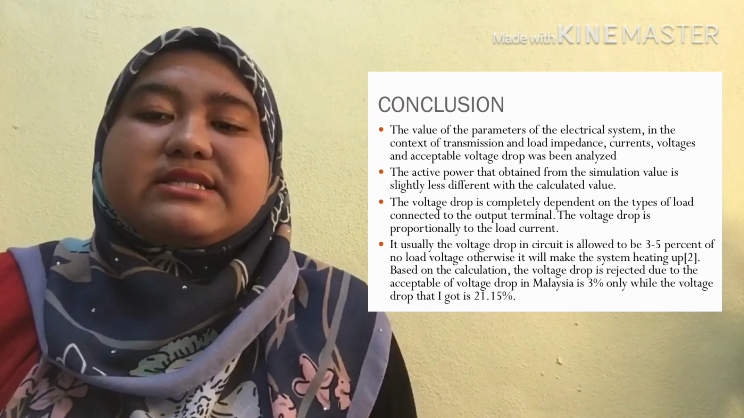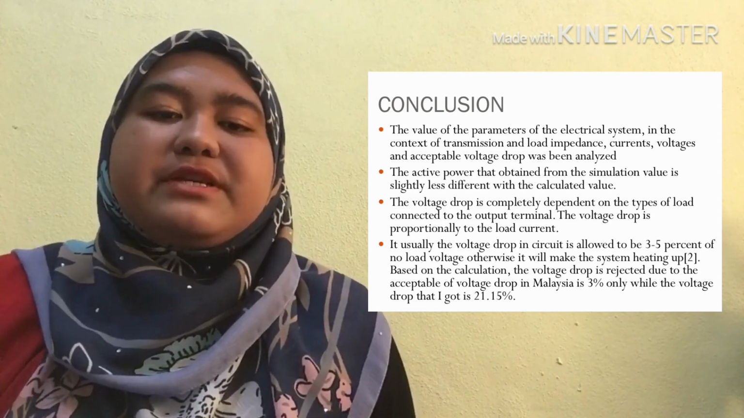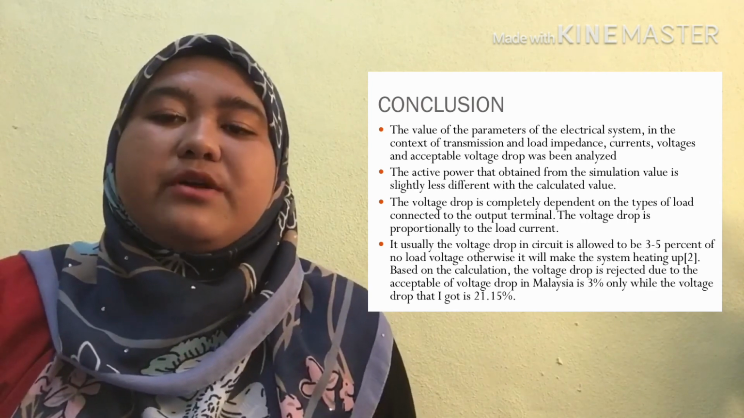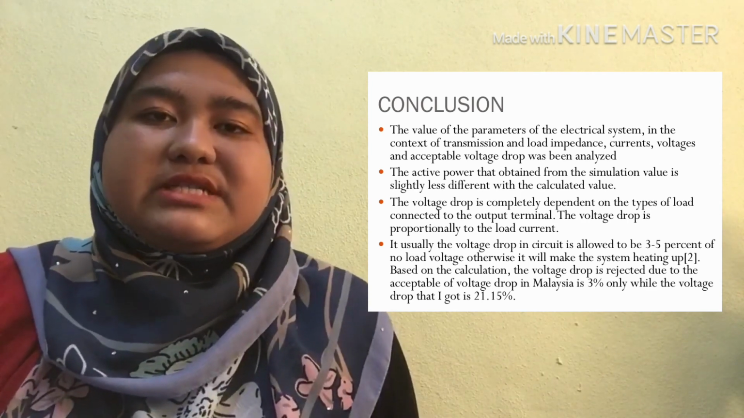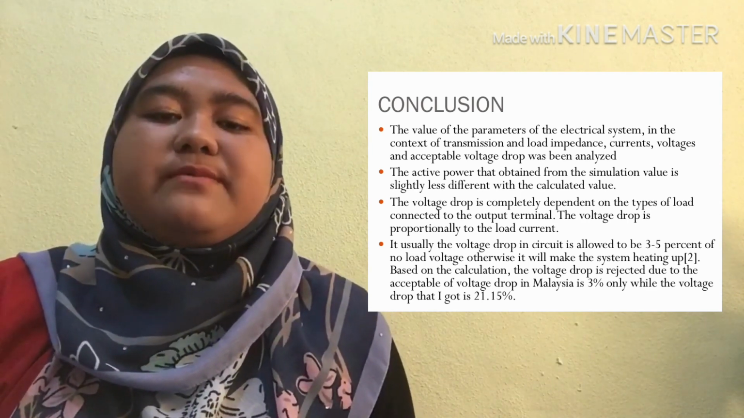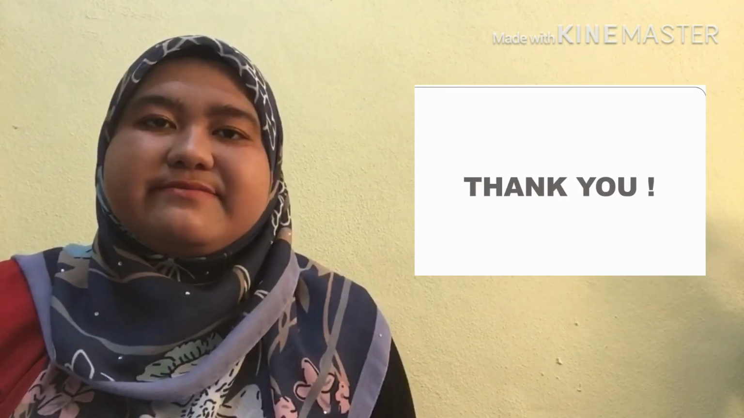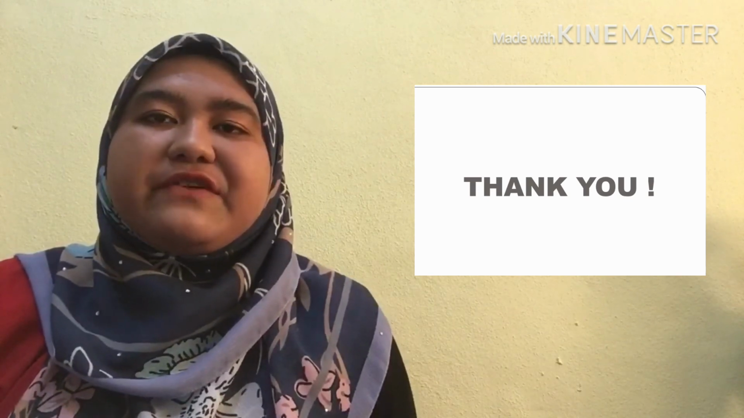Based on the calculation, the voltage drop is rejected because the acceptable voltage drop in Malaysia is 3% only, while the voltage drop that I got is 21.15%. That's all from me.